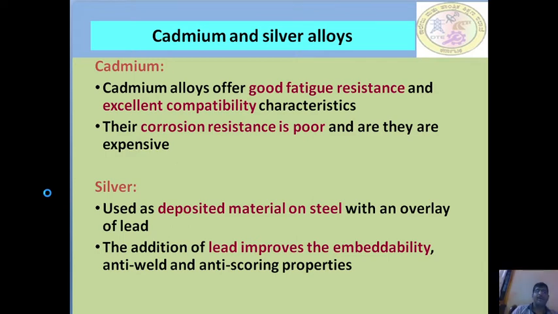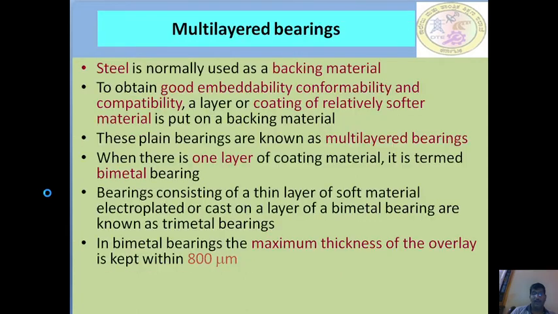Silver is used as a deposited material on steel with an overlay of lead, applied by coating techniques. This addition of lead improves the embeddability, which is the most important property we have discussed already, and it also provides anti-weld and anti-scoring properties. That is what embeddability will give you.